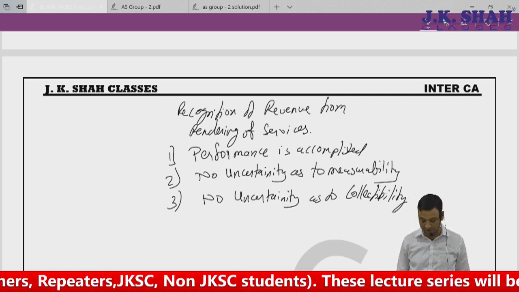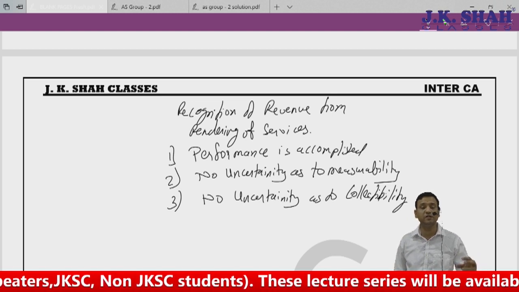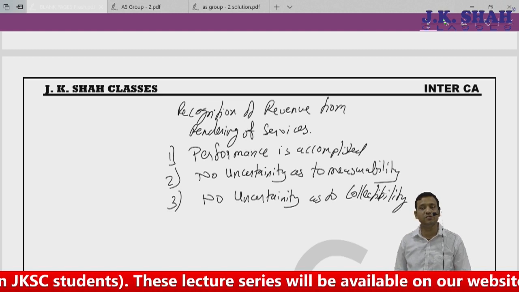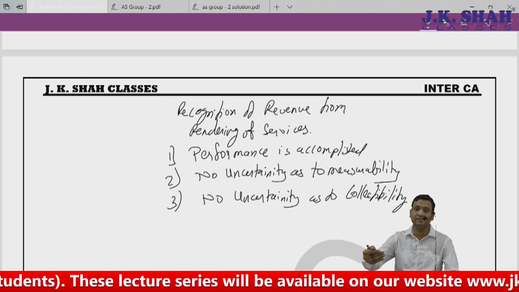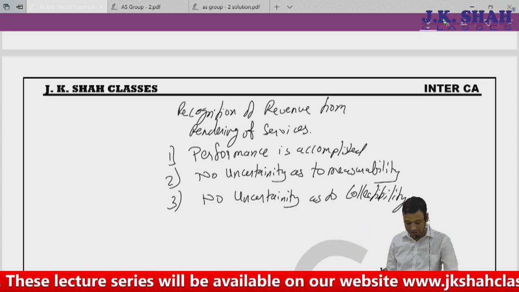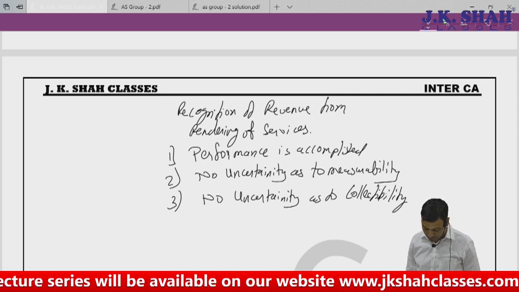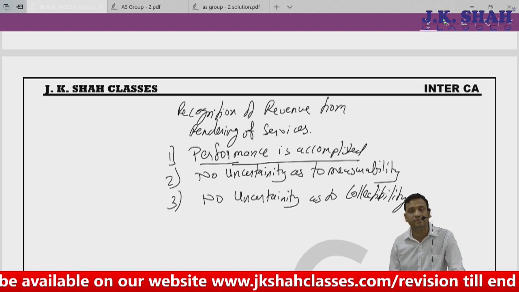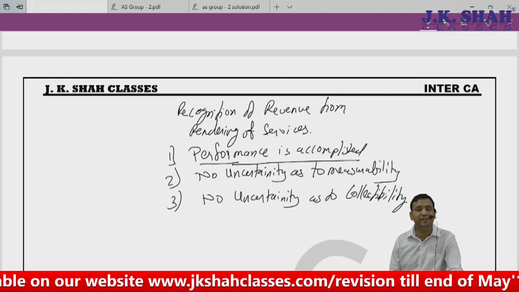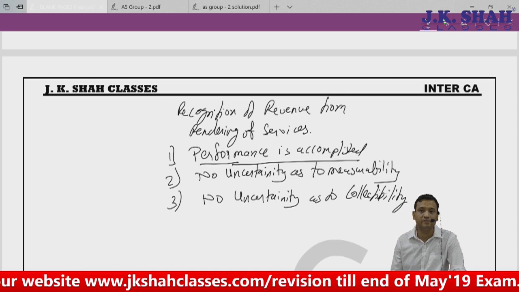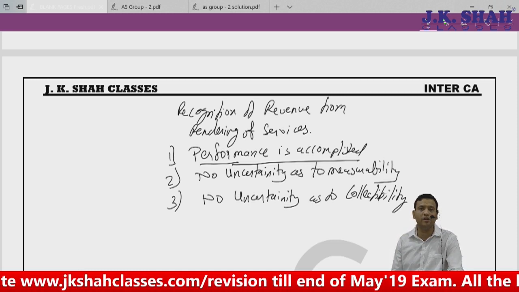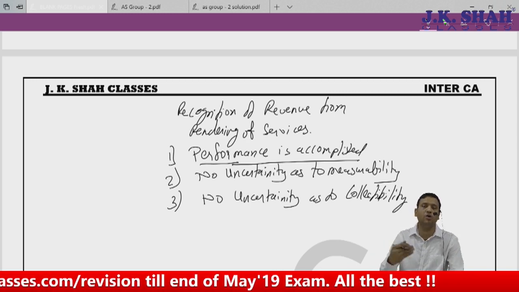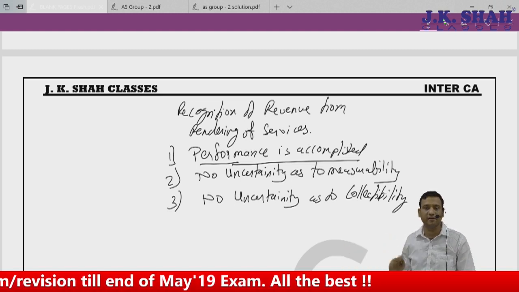Second, of course, these are repetitive stuff. No uncertainty as to measurability. You are able to measure the amount of services rendered and recognize revenue. And the last, there is no uncertainty as to collectibility. Means if I recognize revenue, I will be certain that I will be able to receive the payment. No uncertainty as to collectibility. So performance is accomplished. Some performance, just I have sold tickets for an event. There is an event of a particular singer which is going to happen. So I sold the tickets today. The event is going to happen after 15 days. It is a non-refundable ticket. Should I recognize the revenue? Answer is no. Why? Because the performance, the act of performance should commence. Then only you can recognize the revenue.